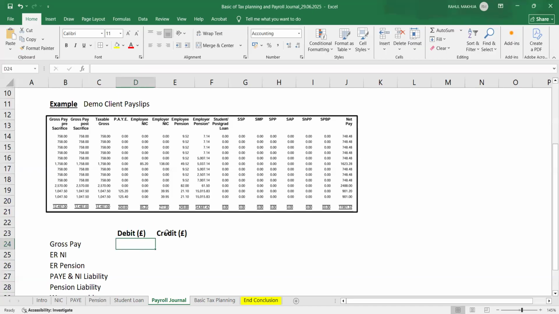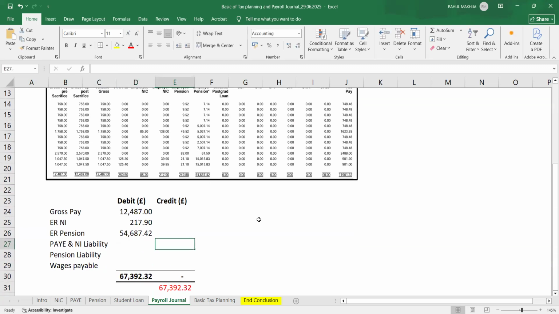So the gross pay amount is 12,487. What is employer NI here? Employer NI is 217.90, and employer pension is 54,687.42.